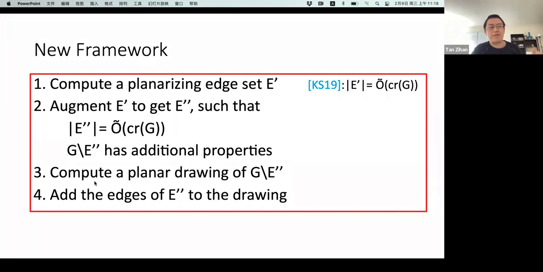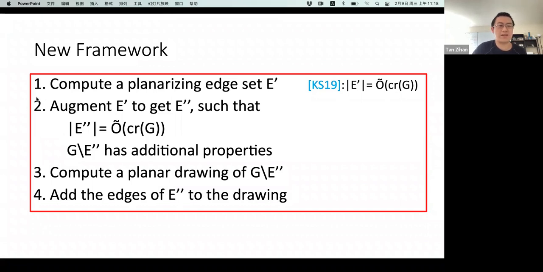The third and fourth steps in our framework are similar to the previous second and third steps: compute a drawing of the remaining graph and add the edges back. Also, this requires tricky ways to do it: which planar drawing to choose and how to add edges back. So the first question is, does this small modification even help?